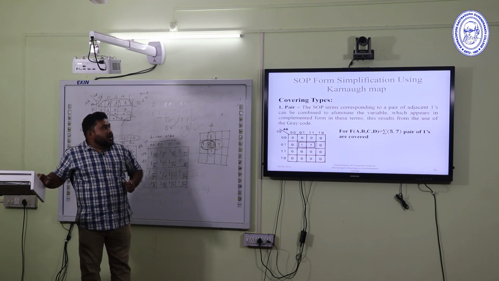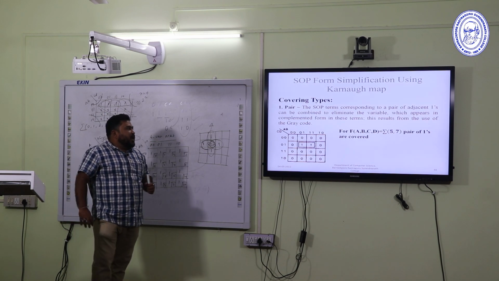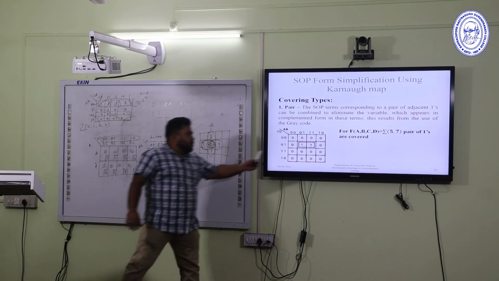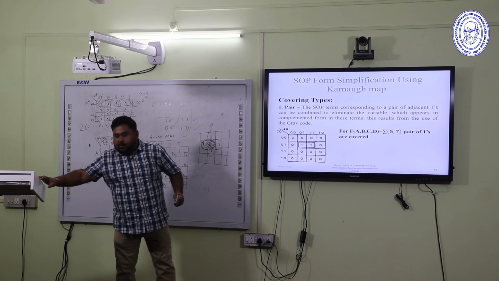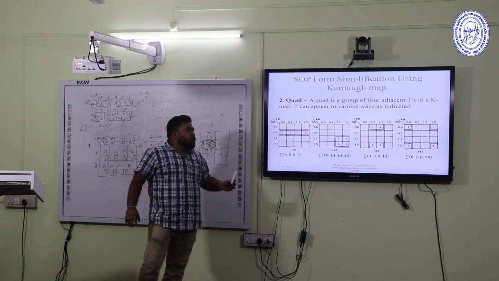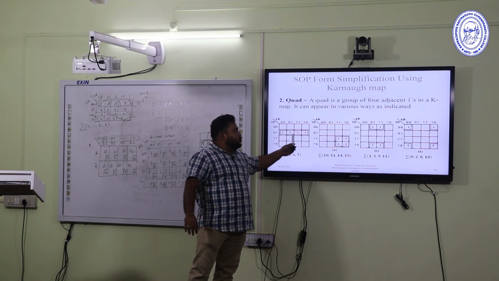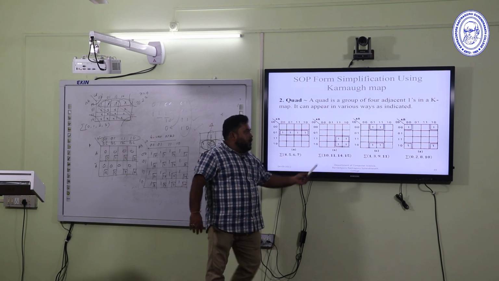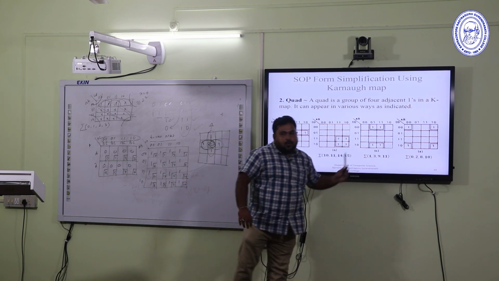So this is about covering types. The first one is a pair. The second is the quad. This quad, 1, 2, 3, 4 quad. Like this quad, this is quad, and this is quad.